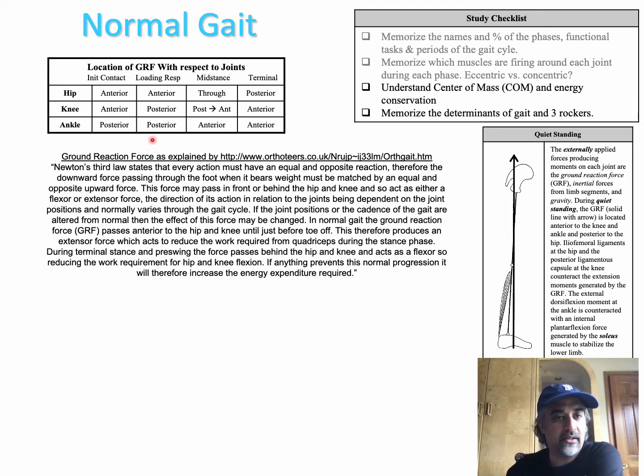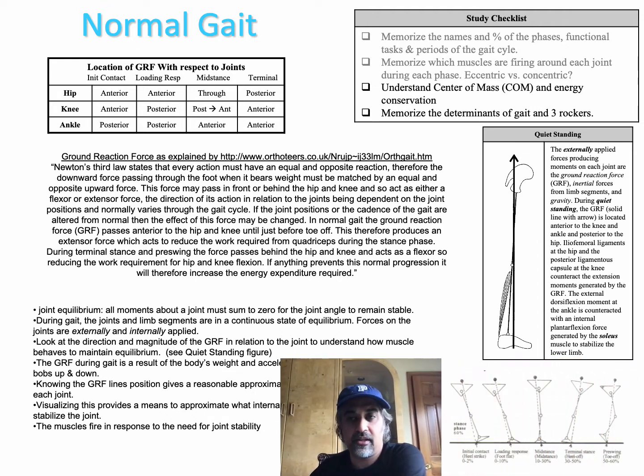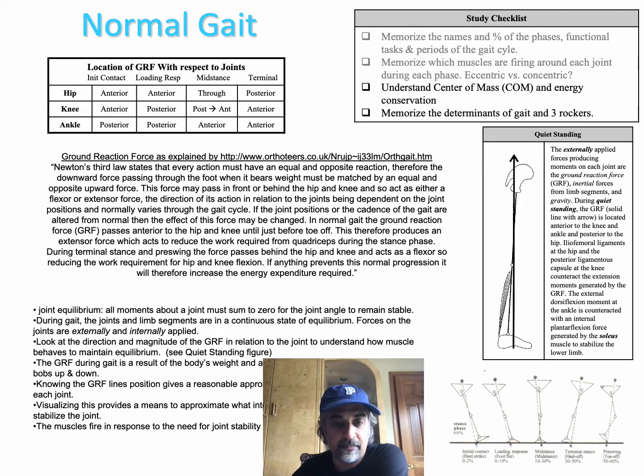This is a table basically showing you where the ground reaction force is in relation to the hip, knee, and ankle during different parts of the stance, which was in your other slide. Here is some more explanation, and here we see another representation of where the ground reaction force is during the gait cycle.